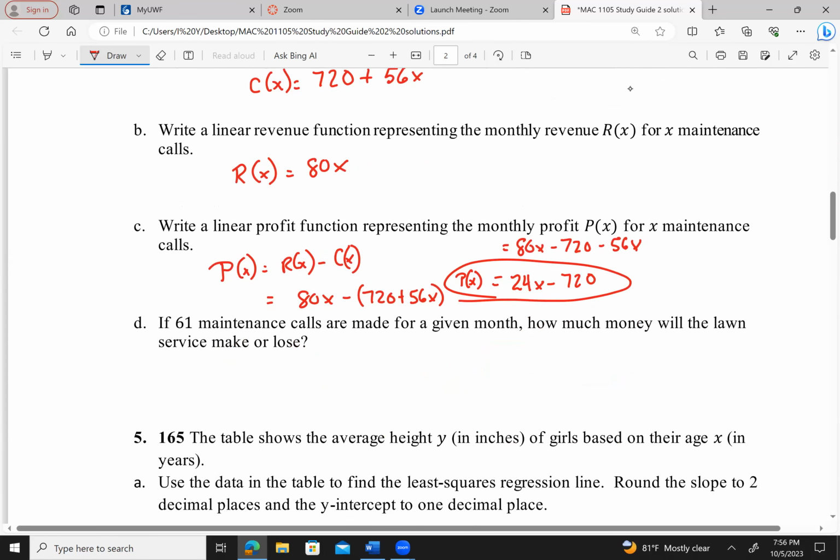And lastly, if 61 maintenance calls are made for a given month, how much money will the lawn service make or lose? So we're looking at the profit for 61 calls. So it's 24 times 61 minus 720. And 24 times 61 is 1464, minus 720 is a total profit of $744.